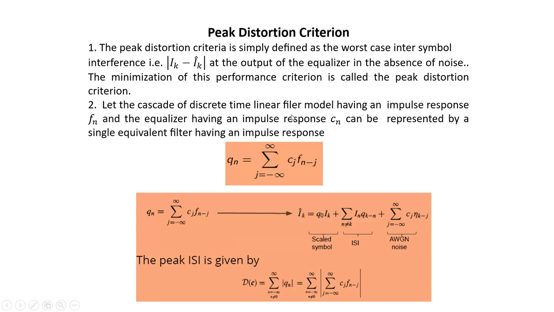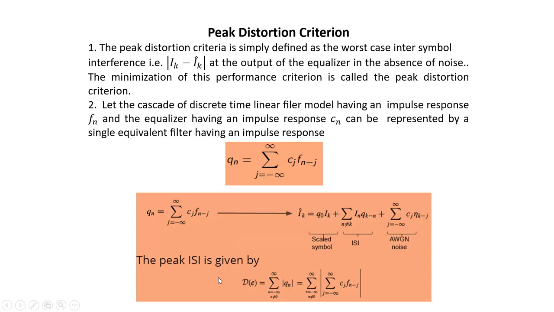Now we can extract the term corresponding to the present symbol, which will be our q0 IK. We have already done this exercise of extracting the scaled value of the present symbol and the ISI, and we are doing a similar thing here. The expected value of IK is given by the present symbol, which is the symbol in question that we are trying to detect. Q0 is only the scaling value, which is why it is called the scaled symbol. Now this term represents the ISI, the effect of the previous symbols, and this is the noise after going through the whitening filter, so we are taking it as AWGN noise.